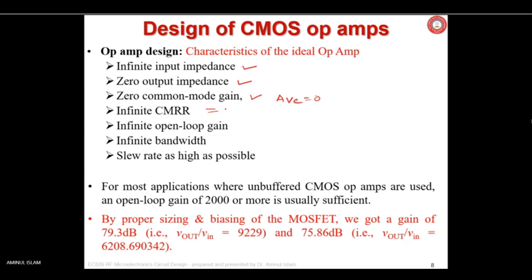Infinite CMRR is what? A_D divided by A_C. This should be infinite ideally. Then infinite loop gain. Gain should be very high or infinite. Infinite bandwidth. Gain and frequency multiplied gives you the bandwidth.